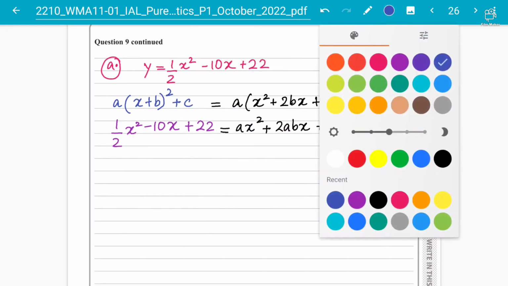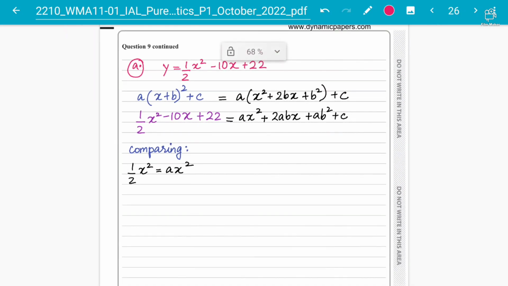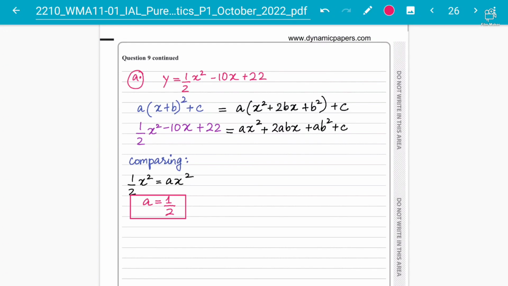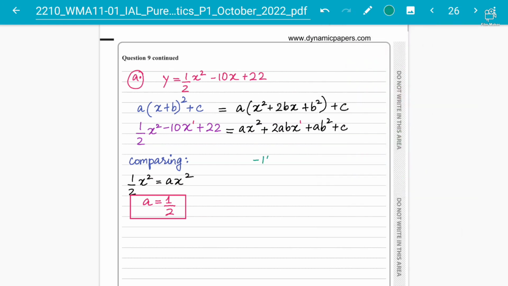How are we going to compare? Very simple. Let's write down that we are comparing for part A. The concept is that half x square is equal to ax square. So here we go, a is going to have the value half. So a value is half, and now we compare the coefficient of the variable x power 1 with this x power 1. It's very simple here: minus 10x is going to be 2 times abx.